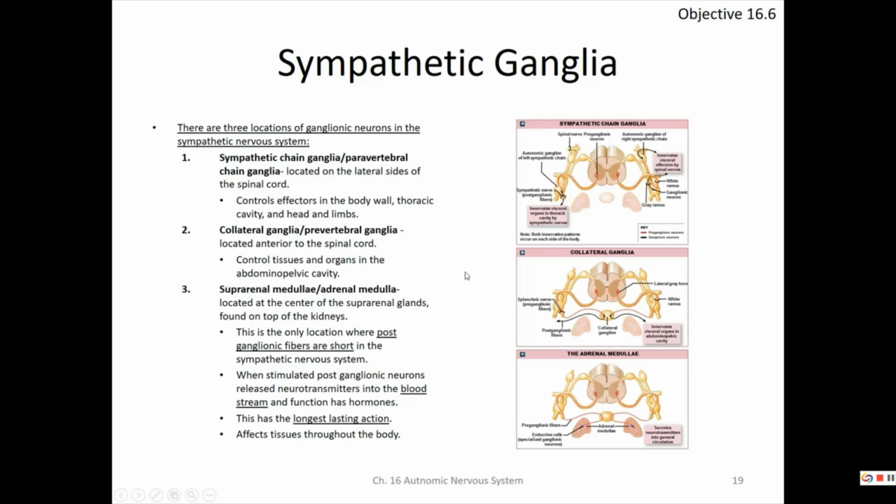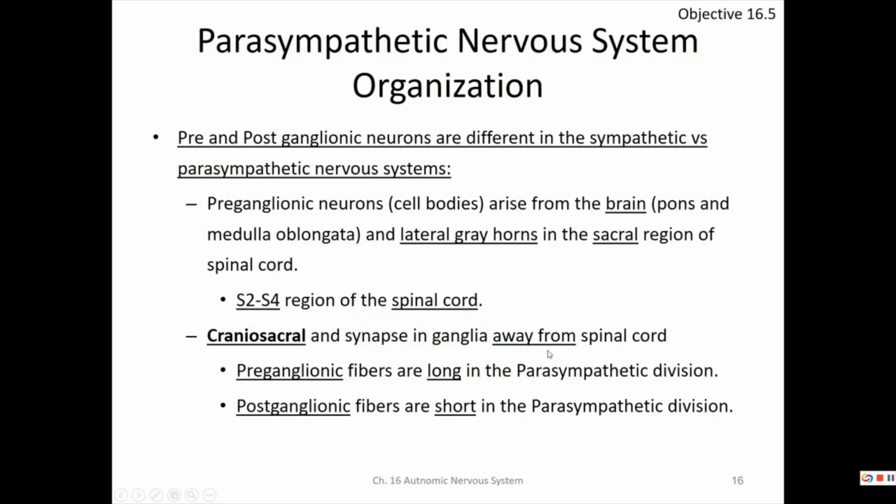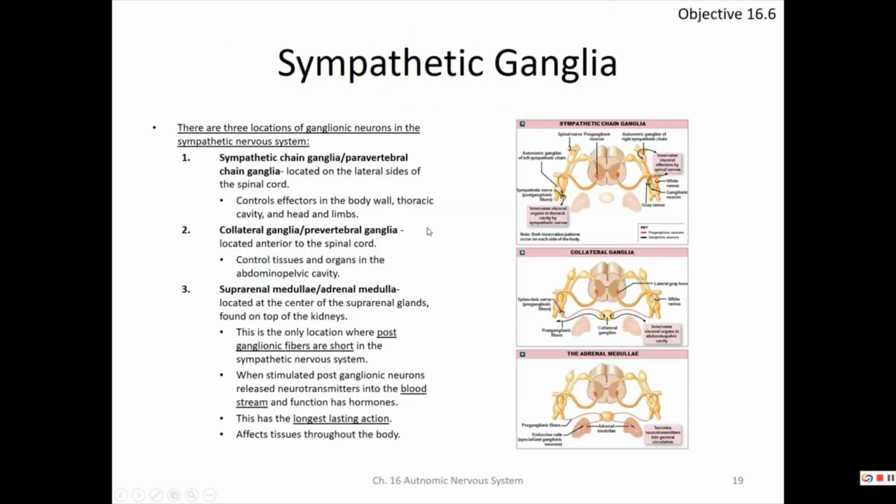Now, the collateral ganglia are located anteriorly to spinal cord. Here's spinal cord. In front of it is collateral ganglia. This is going to be carrying any organs in the abdominal pelvic cavity. If you look back here, what you're going to see is these guys right here controlling abdominal pelvic cavity organs. This is everything down below the thoracic cavity.